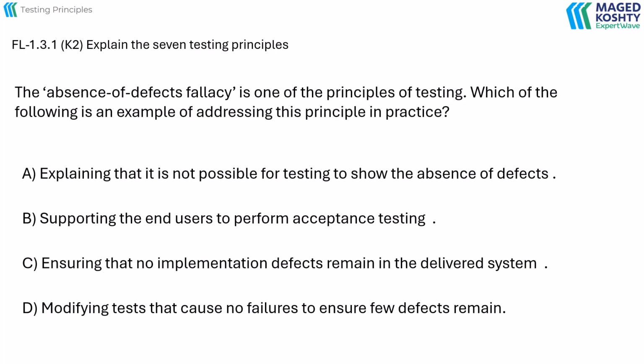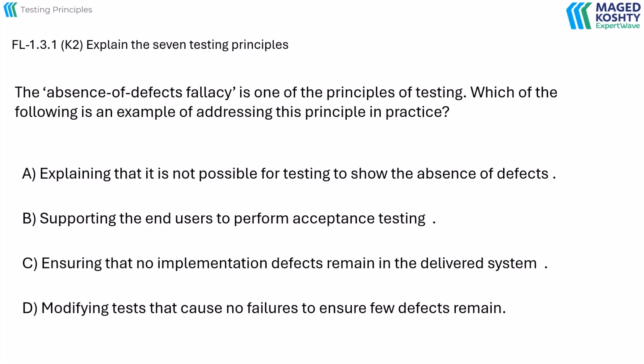The third question. The absence of defects fallacy is one of the principles of testing. Which of the following is an example of addressing this principle in practice? Here we want to know how to solve the problem of the absence of defects fallacy principle.